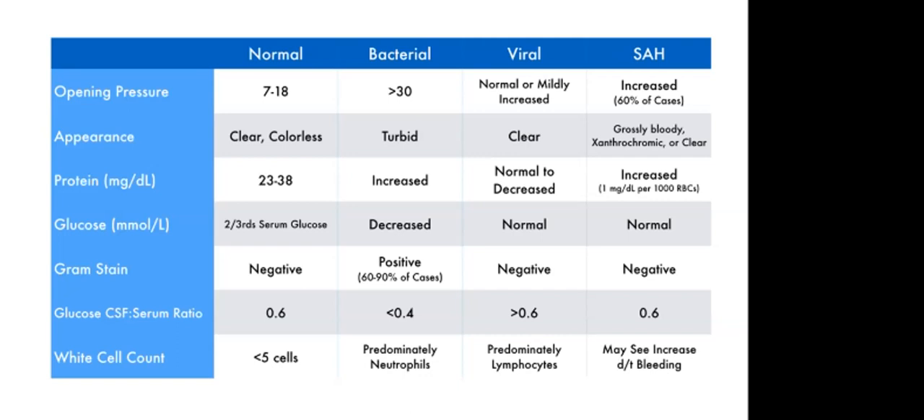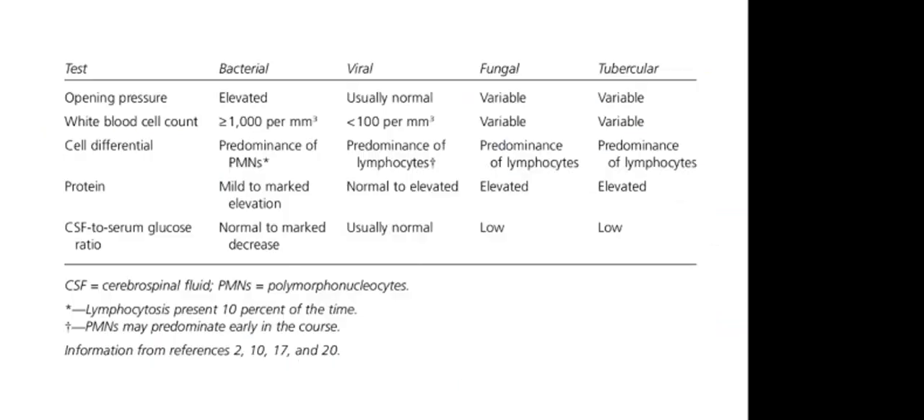So for glucose, normal glucose in the CSF is two-thirds of serum glucose. So we must get the blood glucose level first. So we compare between these two, CSF and also serum. So normally two-thirds of glucose. It may decrease in bacterial infection, meningitis, viral may be normal, SAH is normal. And then accordingly, negative, positive, negative. So this is the important interpretation for the CSF fluid. So next. So this is similar, the numeric letter.